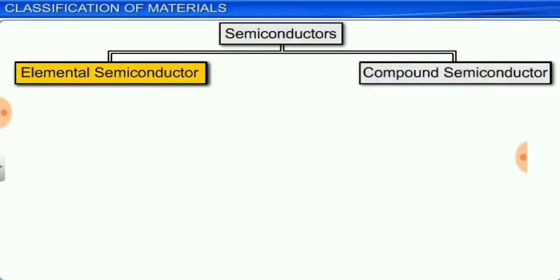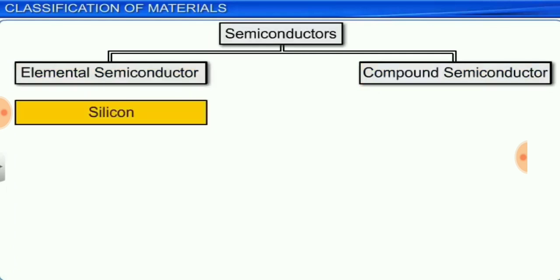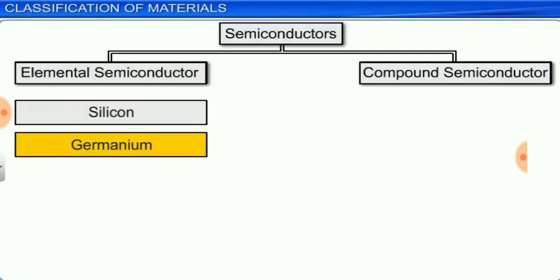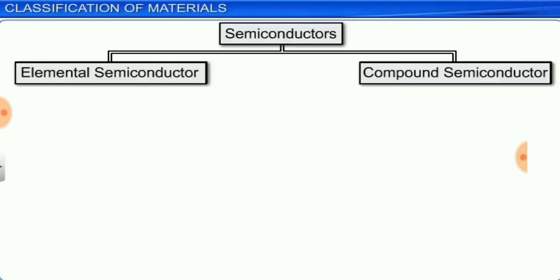Elemental semiconductors are single-element semiconductors. They belong to the fourth group of the modern periodic table of elements. Silicon and germanium are the most commonly used elemental semiconductors. Compound semiconductors are formed by using two or more elements. They are synthesized using elements from groups 2 through 6 of the periodic table.